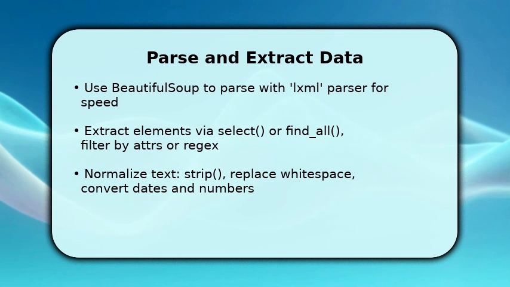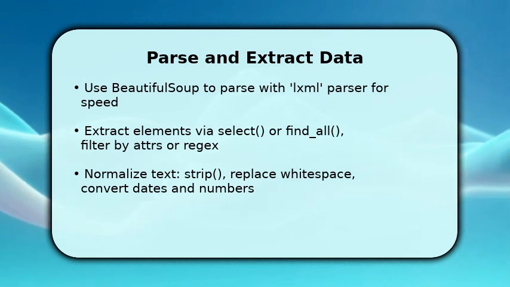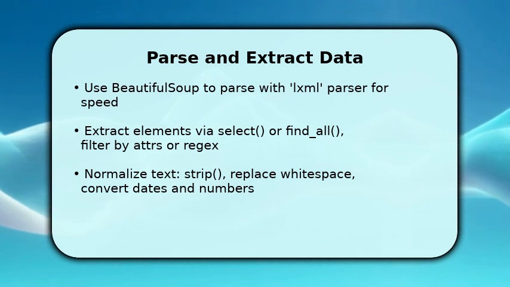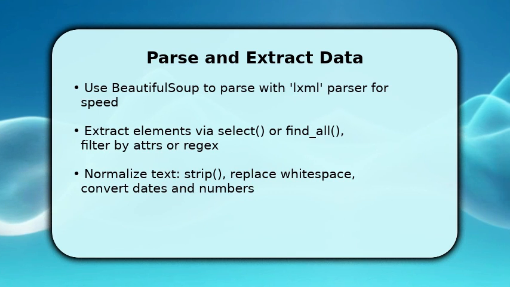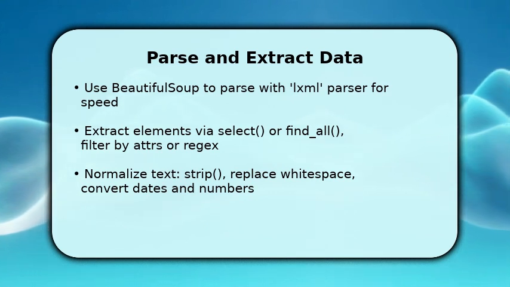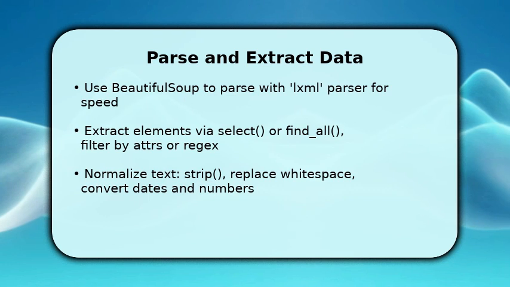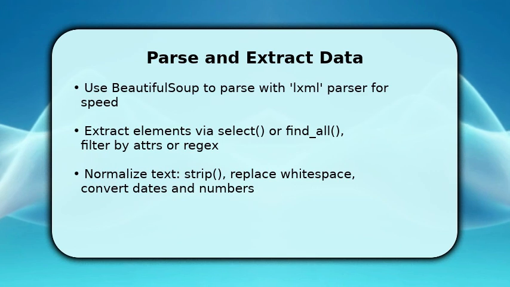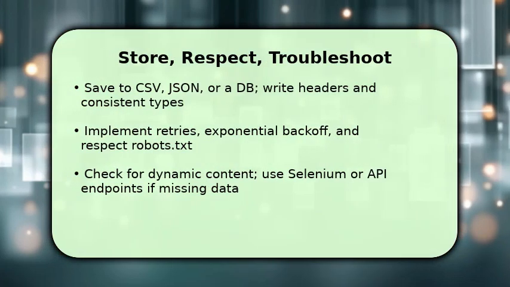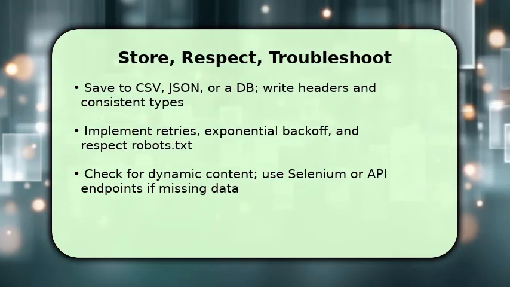After extraction, normalize values. Strip whitespace, collapse new lines, and convert date strings to ISO or numbers to floats so downstream code can trust types. If pagination exists, loop requests with incremental parameters and pause between calls to respect rate limits. Finally, persist cleaned records to CSV, JSON lines, or a database with consistent column types so you can query later.